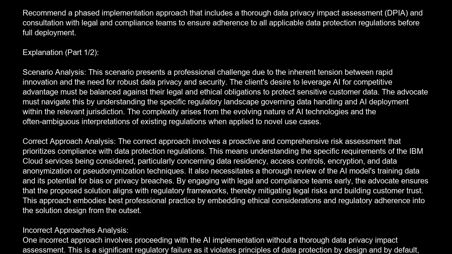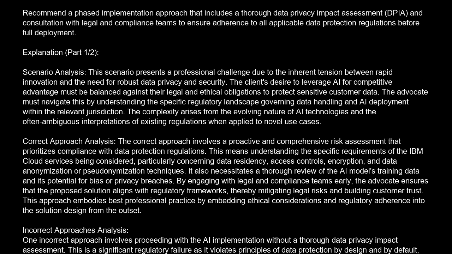The correct answer is D. Recommend a phased implementation approach that includes a thorough data privacy impact assessment, DPIA, and consultation with legal and compliance teams to ensure adherence to all applicable data protection regulations before full deployment.